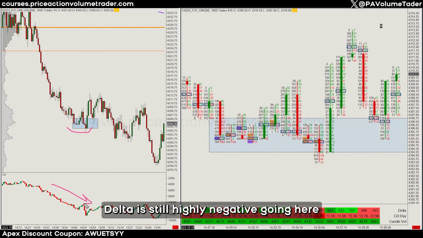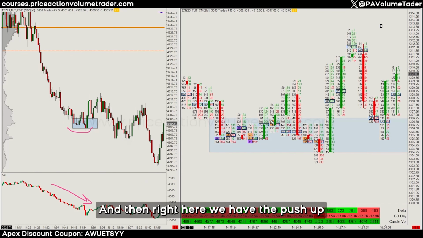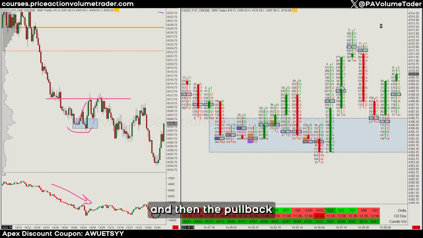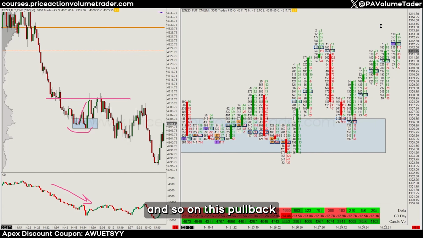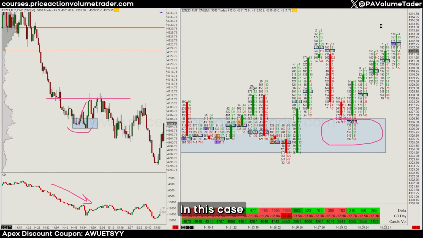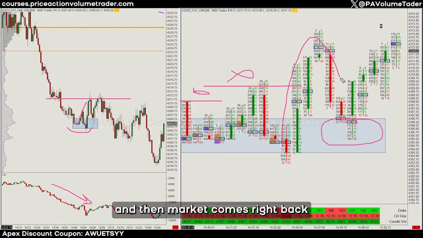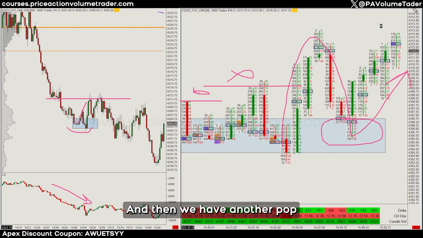You can see delta is still highly negative going here, and all this negative selling is getting absorbed. Here you can see it from the cumulative volume delta. And then right here we have the push up right into resistance, and then the pullback. And on this pullback, this would be a good entry right here. Like I said, you spot the high volumes, the market pushes up. In this case, we break above the previous highs that we had here, and then the market comes right back to retest the high volume areas, and then we have another pop.